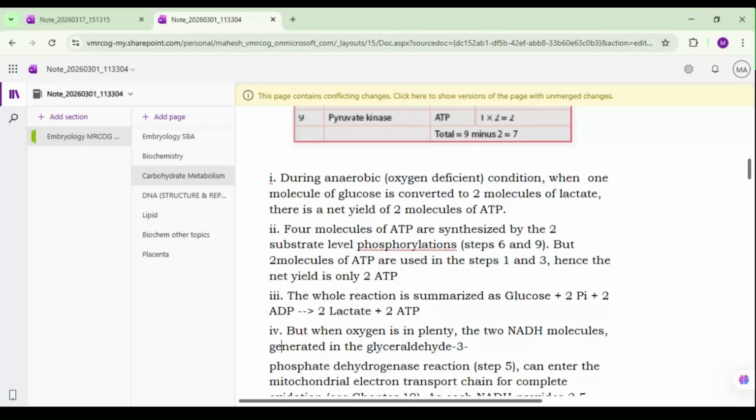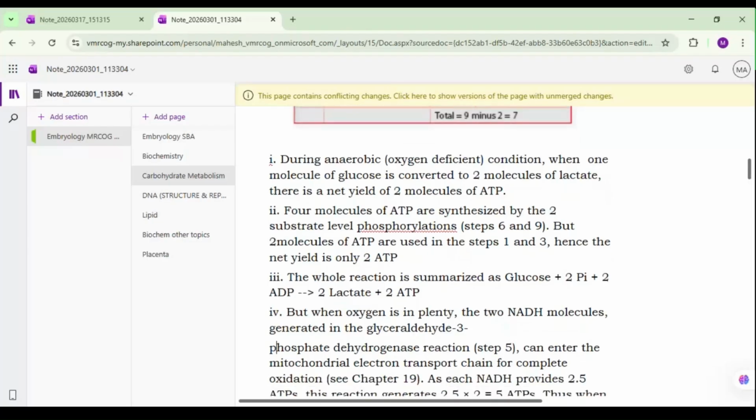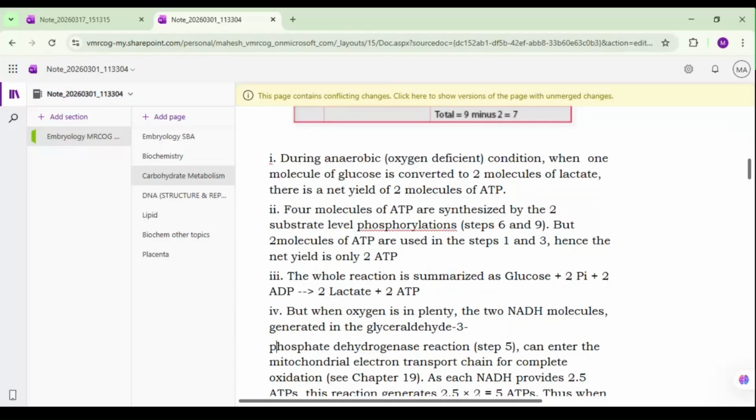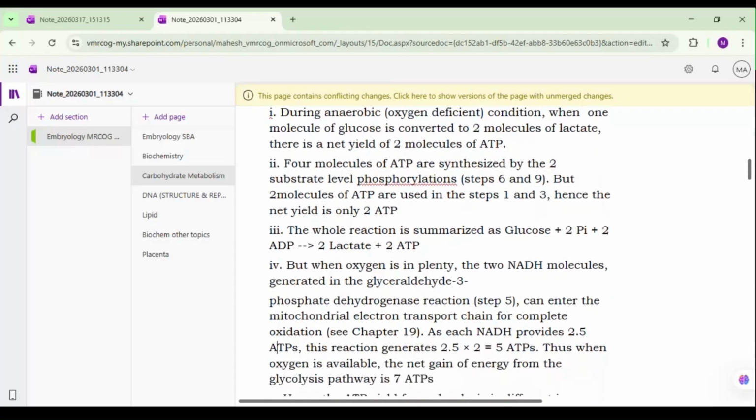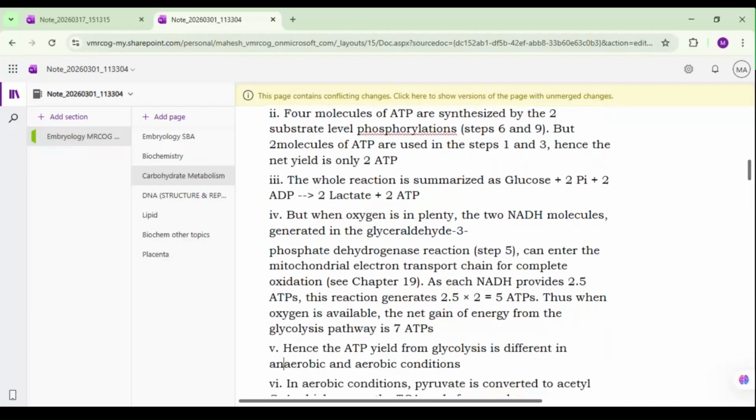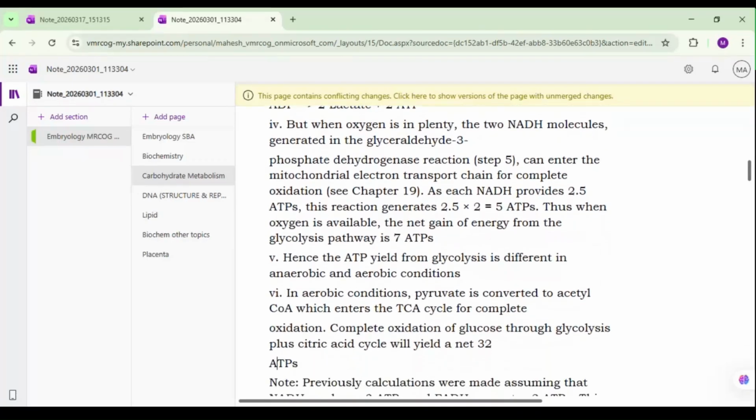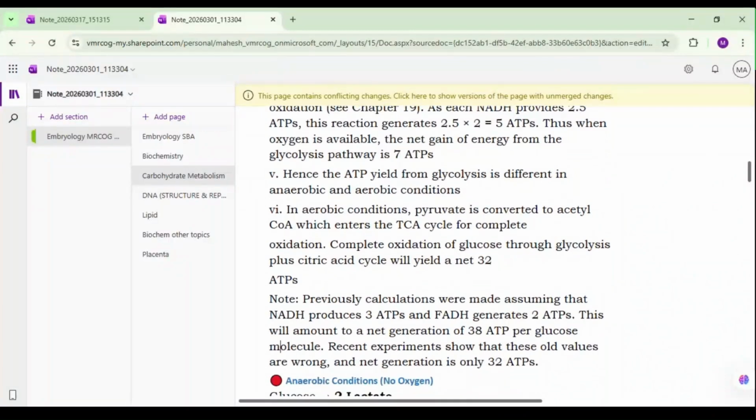Okay, but the oxygen is in plenty. The 2 NADH molecules generated in the glyceraldehyde 3-phosphate dehydrogenase reaction, that is step 5, can enter the mitochondrial electron transport chain, and that will undergo complete oxidation. So as I have already mentioned, under the aerobic condition, what can happen? These two molecules, through the electron transport chain, will give further ATP production.